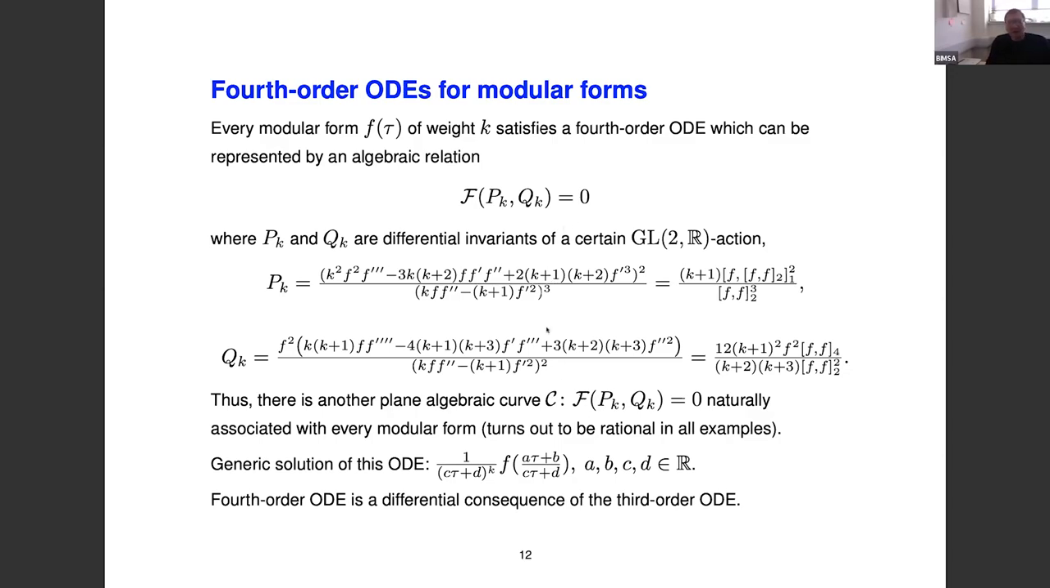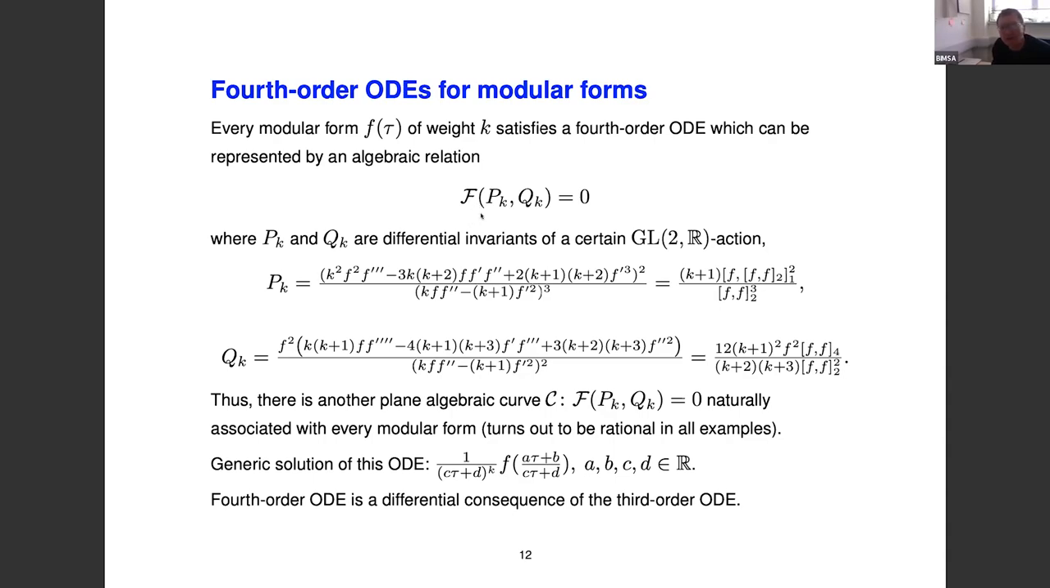So by the way, let me summarize. Suppose we are given a modular form of weight k. Then there is a third order ODE satisfied by this modular form, and it corresponds to an algebraic curve f of i_k, j_k equals 0, where i_k, j_k are SL2R invariants. And similarly, it satisfies a fourth order differential equation, which is expressed in algebraic form f of p_k, q_k equals 0, where p_k, q_k are GL2R invariants.